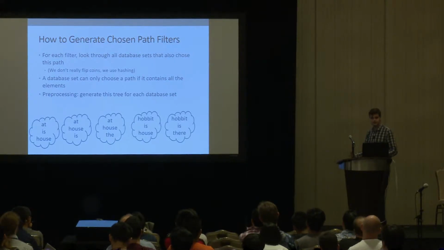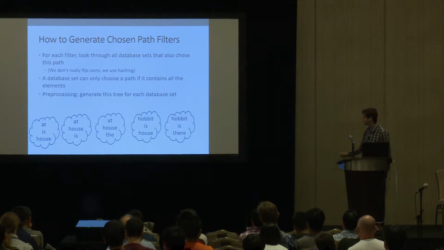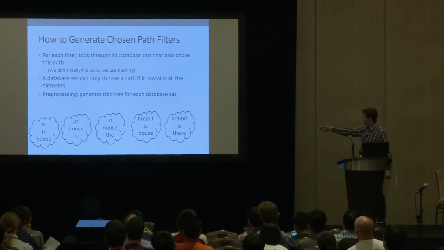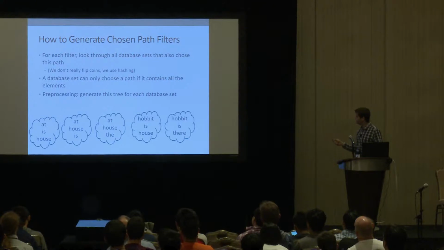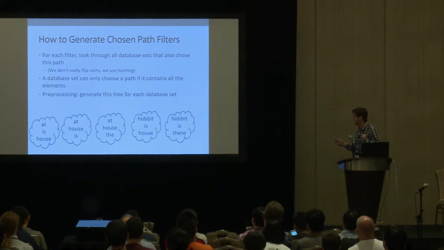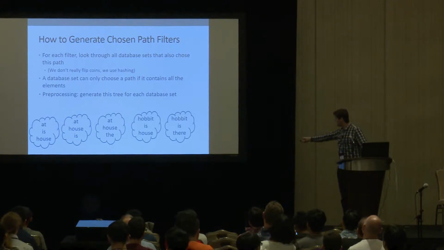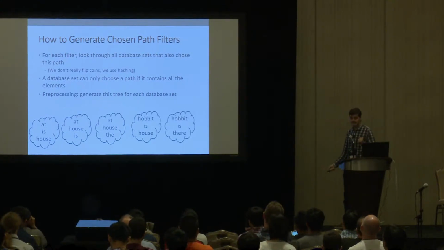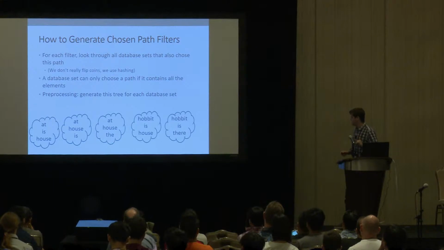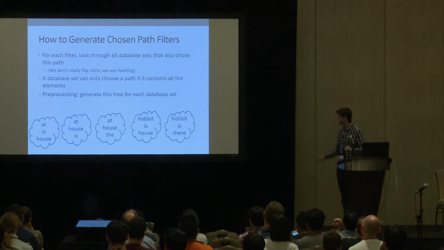We're choosing things randomly, but we use hashing to randomly choose things in a consistent way. An important point to make is that a database set can only choose a path if it contains all of the elements in that path. So when I'm looking at everything that goes down to this filter, it is exactly all of the books in the database that have these 3 words in it.